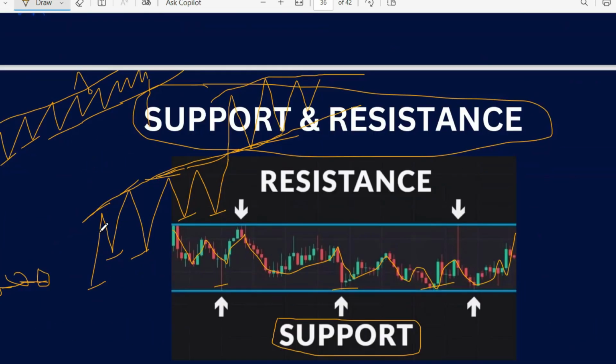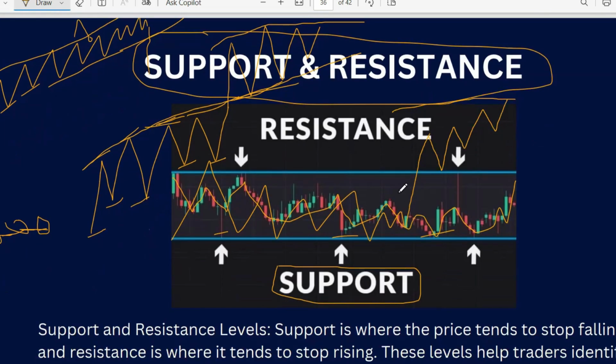Okay. So what I was saying, let's say price is like this in this range. If price breaks above this level, this blue line, the blue line becomes support. Once the price breaks above this resistance level, this blue line becomes another support level. And then it starts to form another resistance level up here.